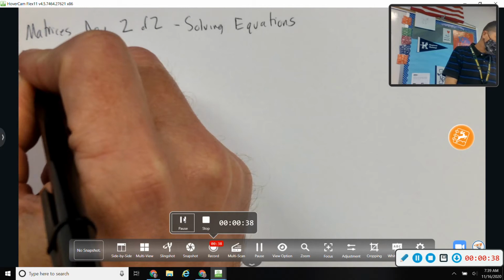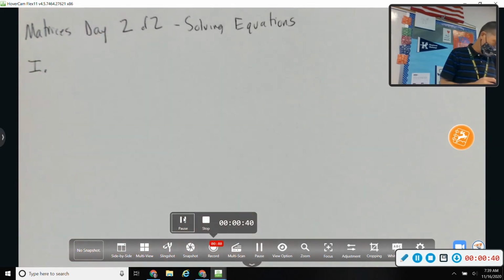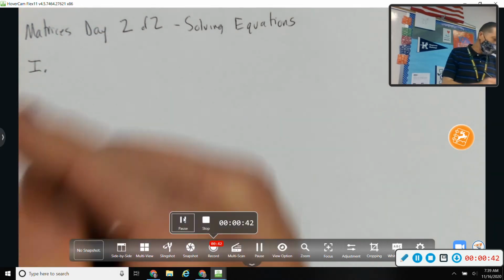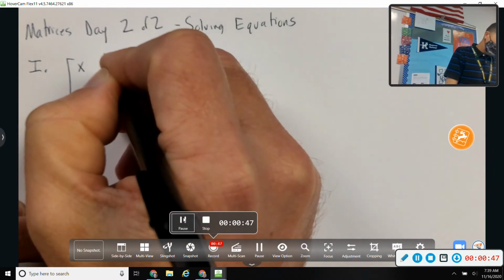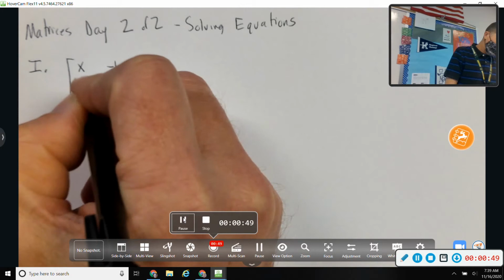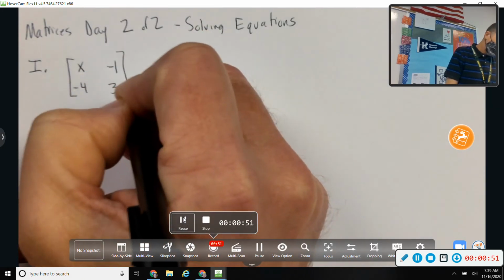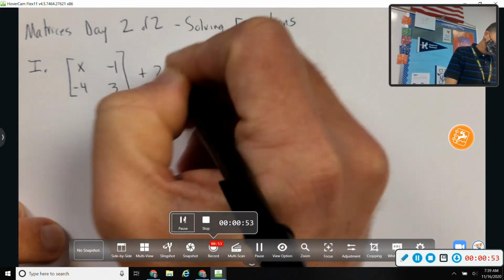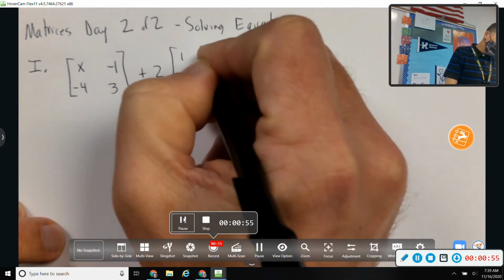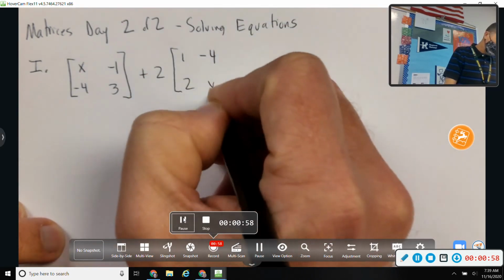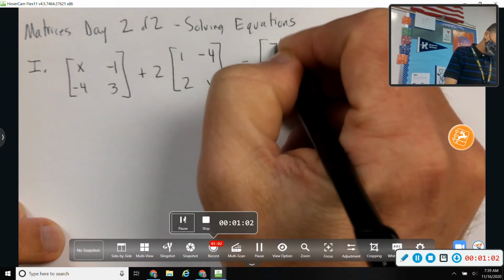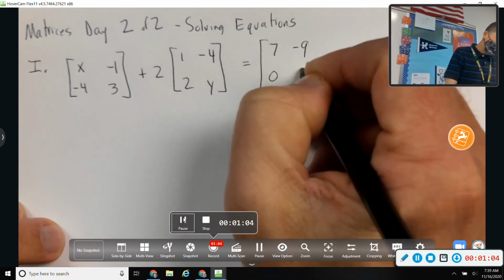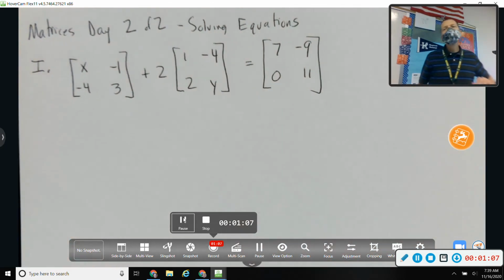So there's sort of two types, and I don't know how to name them, so I'll just give it as the example here. [x, -1; -4, 3] plus 2 times [1, -4; 2y] equals [7, -9; 0, 11]. Pause for a second and let you get that written down.